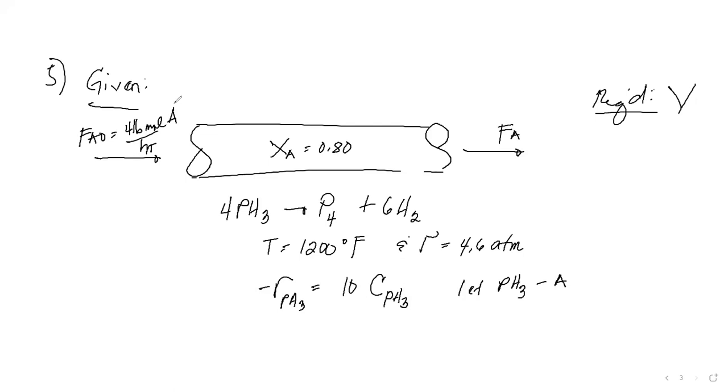So that's it, everything there. You have a homogeneous gas decomposition with the provided stoichiometry proceeding at 1200 degrees Fahrenheit and 4.6 atm with a provided rate law of 10 C sub A, where A is PH3 or phosphine, and it's desired that you should have 80% conversion of a feed consisting of 4 pound mole per hour of phosphine. So this is our set of given information. Now we go to the solution, because we already identified the required information.